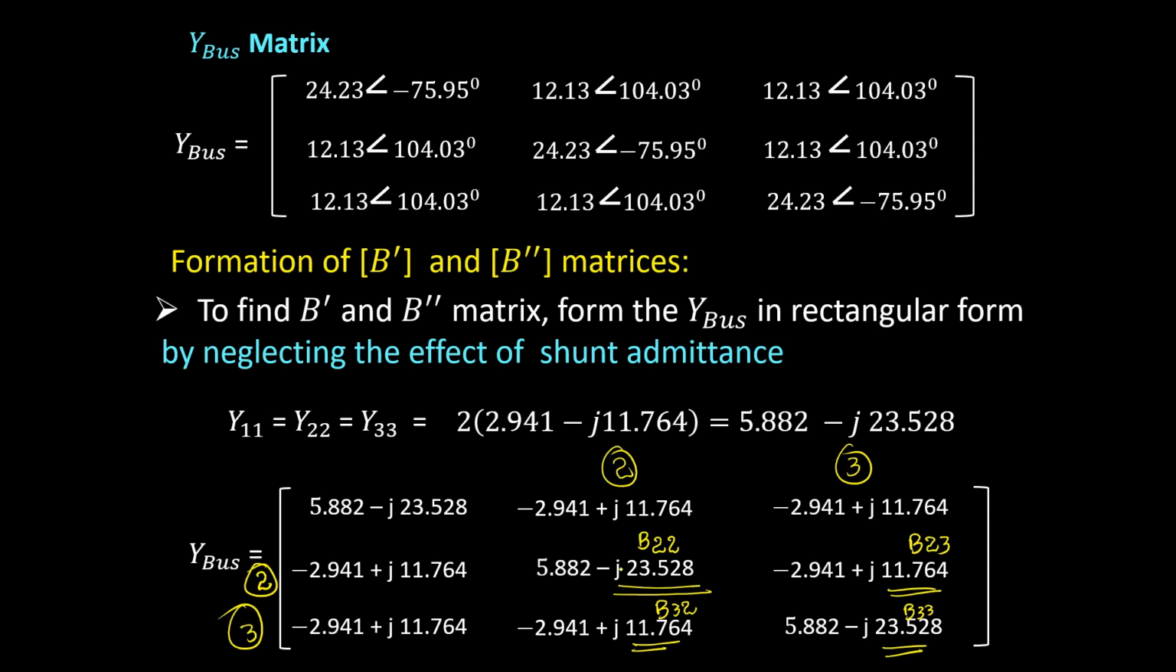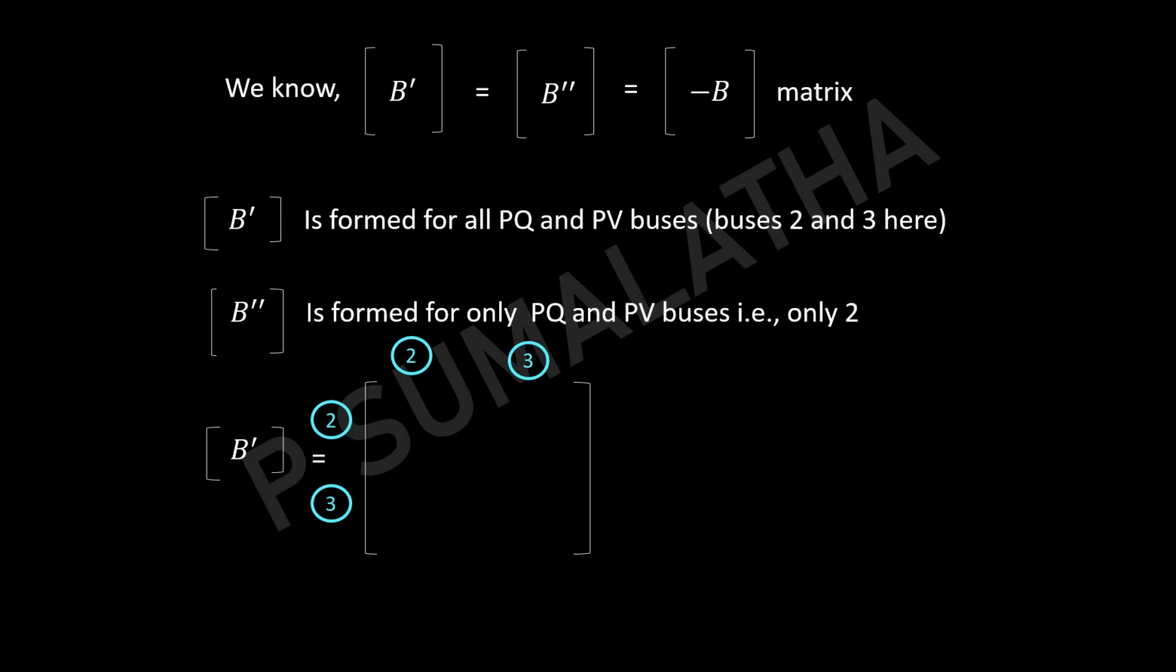So wherever we have a negative, it becomes positive. Wherever we have positive, it becomes a negative value. Okay, so let us fill the values in the B prime matrix. If you fill the values, B22 value is 23.528, then minus 11.764, minus 11.764, and 23.528.